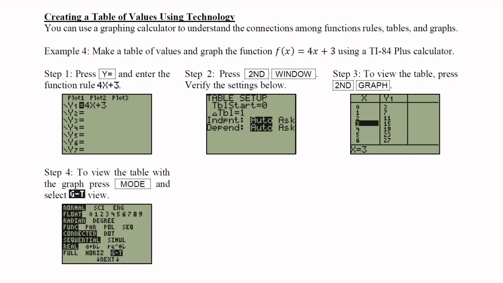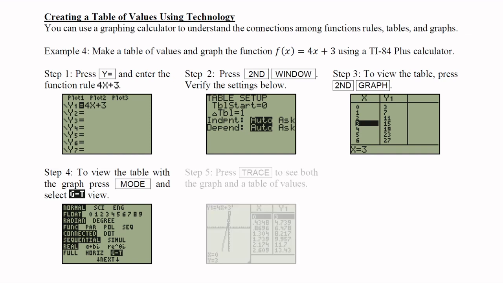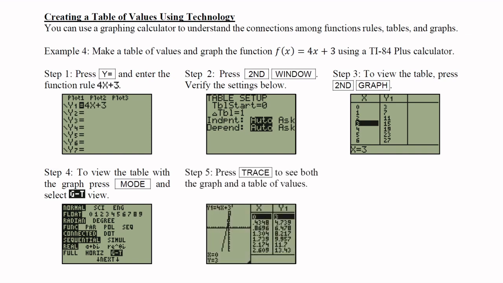Next, to view the table with the graph, you're going to press the Mode button. Then you're going to select GT view, as shown on the screen. It's that last line that is in your mode menu. Next, press Trace to see both the graph and the table of values.